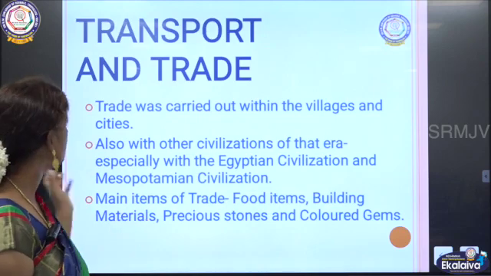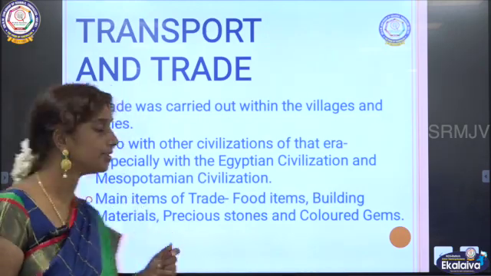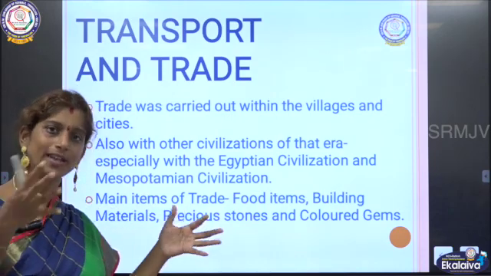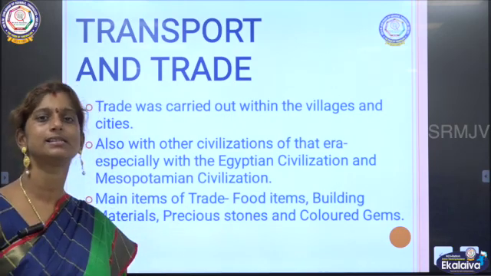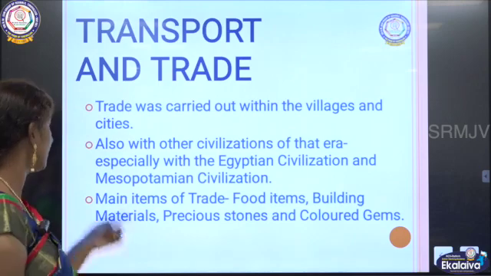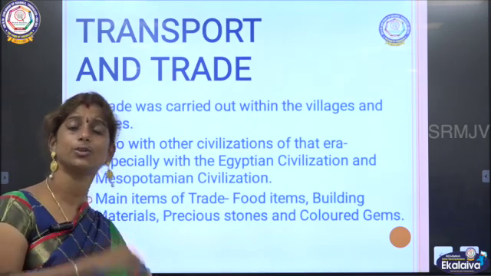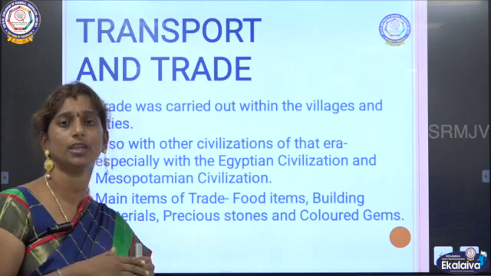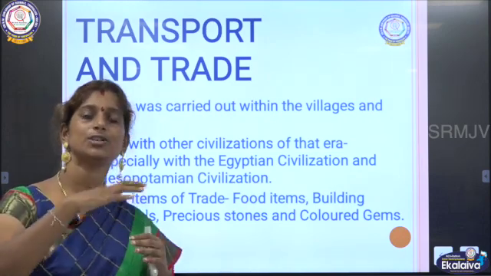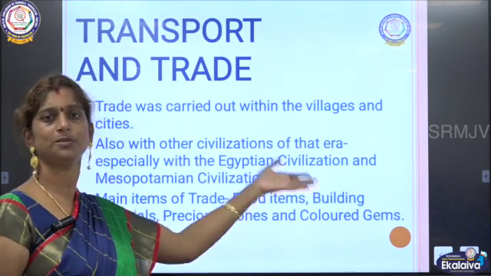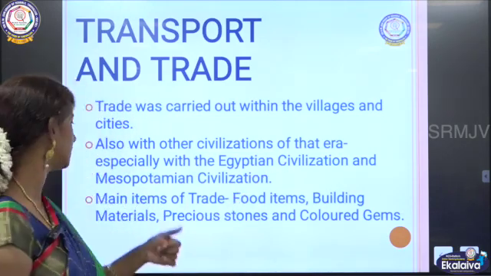So, now about transport and trade we will continue. Trade was carried out within the villages and cities. Inside the civilization itself, trade activities were there, and also with other civilizations of that era. They also had trade with the civilizations that belong to the same period. Okay, that is what the Egyptian and Mesopotamian civilizations are.